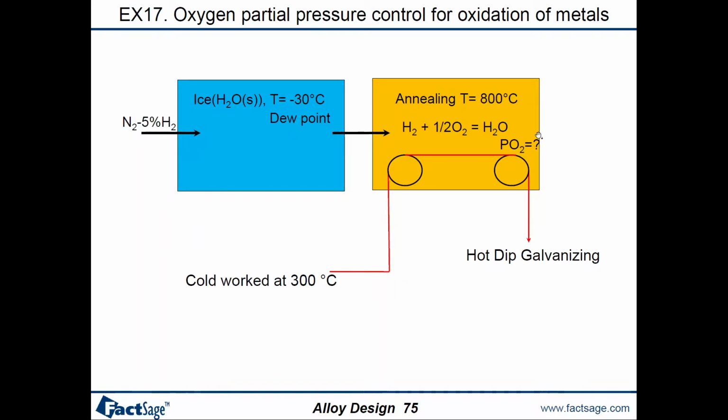Now, for this calculation, we'll take the furnace atmosphere to have 95% nitrogen gas and 5% hydrogen gas. Also, we'll take the dew point temperature as minus 30 degrees centigrade, and the annealing temperature is 800 degrees centigrade. Now we'll use this information in FactSage.